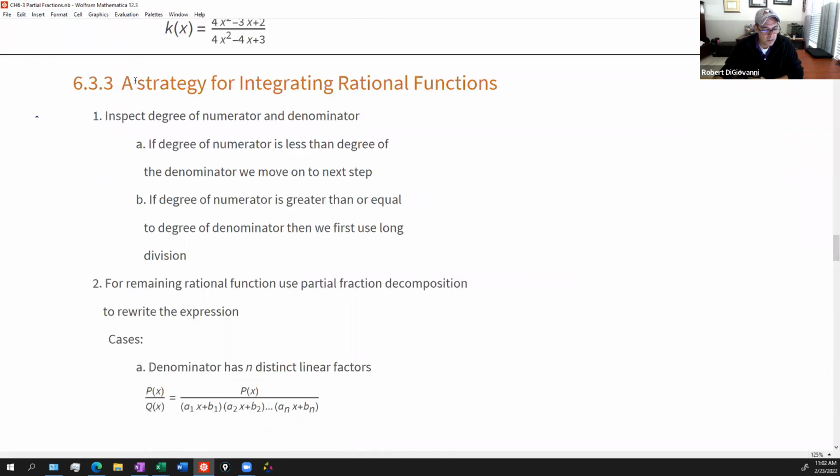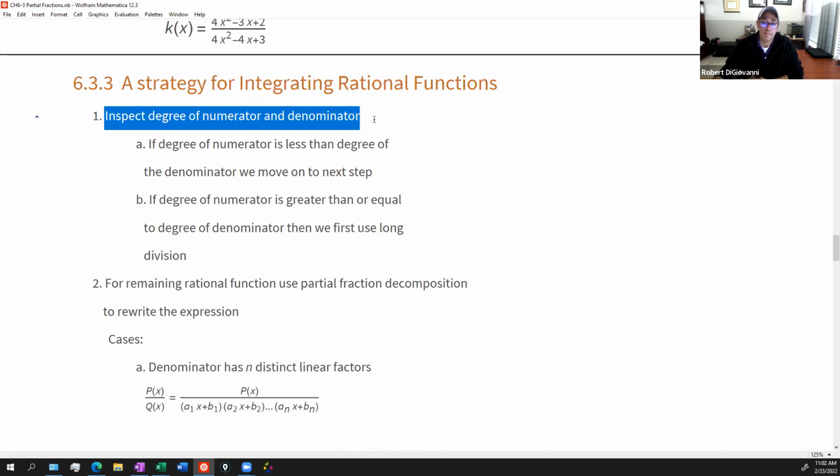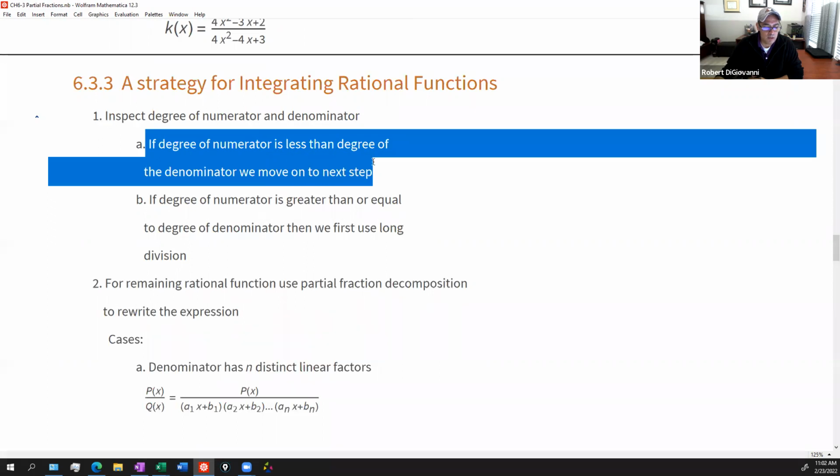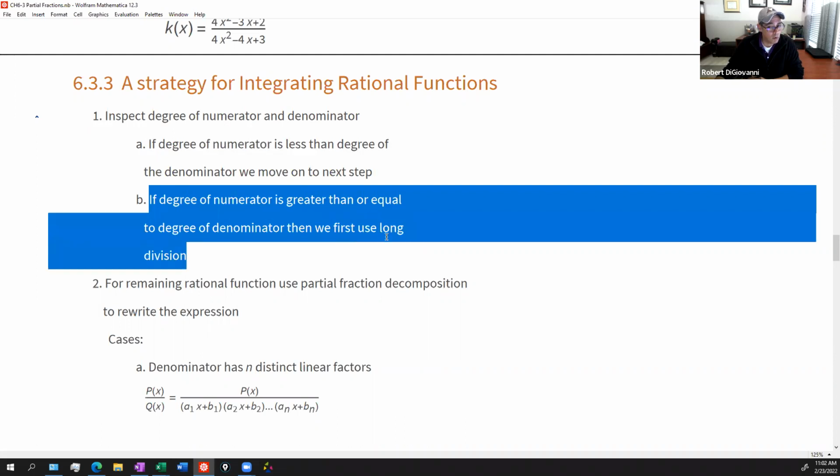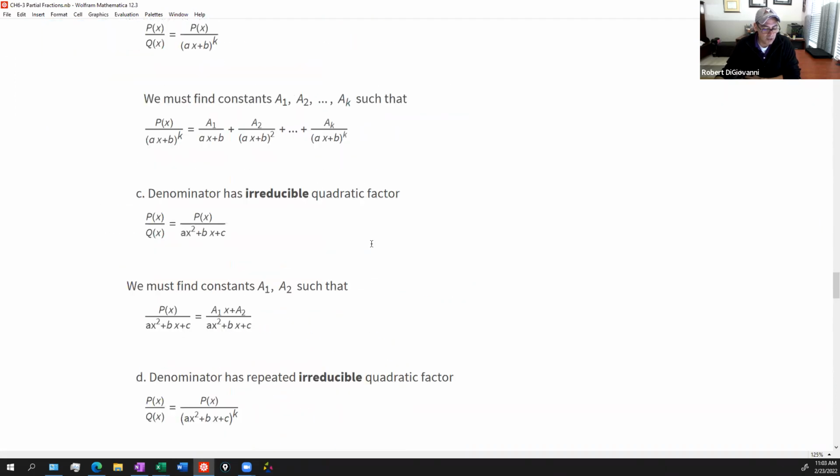The notes here: strategy for integrating rational functions. The first thing we want to do is inspect the degree of the numerator and denominator. That means look at the degree of the numerator, look at the degree of the denominator, and compare them. If the degree of the numerator is less than the denominator, that means the top degree is smaller than the bottom, then you just move on to the next step, which is the actual partial fraction decomposition. But if the degree of the numerator is greater than or equal to the degree of the denominator, then we first have to do long division and then move on to the partial fraction decomposition. So we're just going to start cranking these examples out.